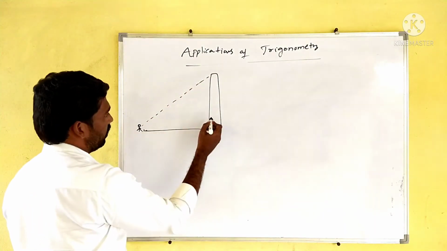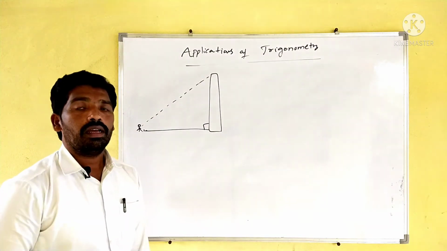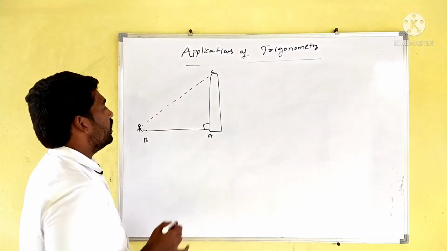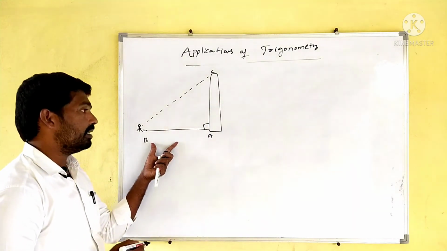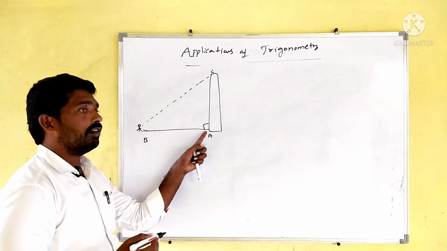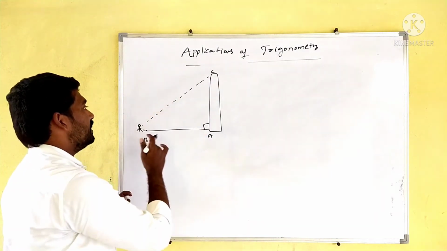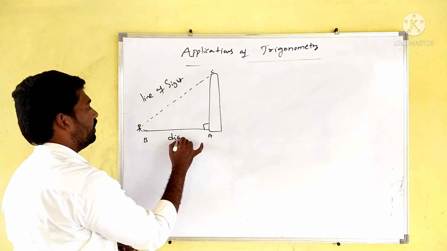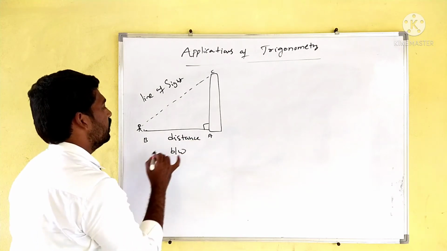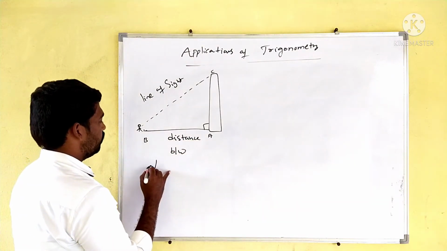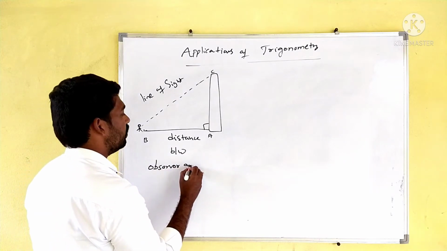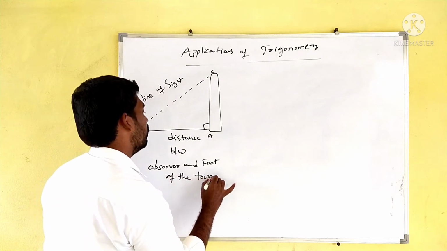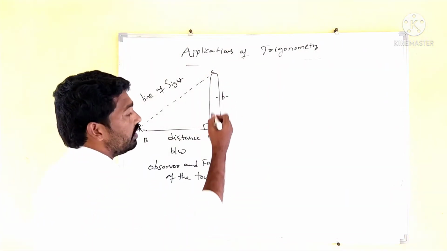Here a right angle triangle is formed, with points A, B, C. AC is the tower height, AB is the distance between the observer and the foot of the tower, and BC is the line of sight.